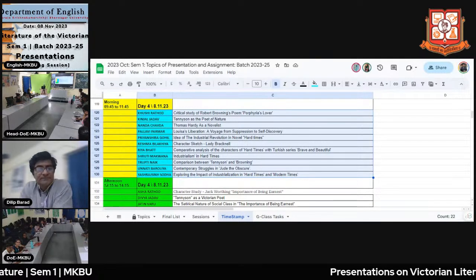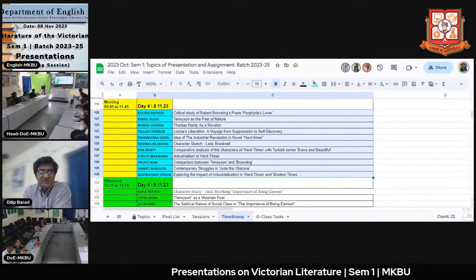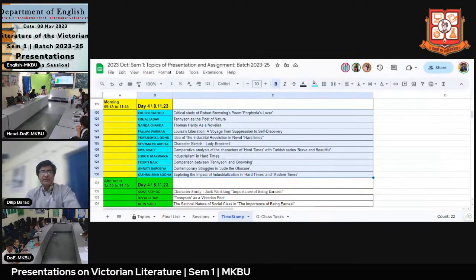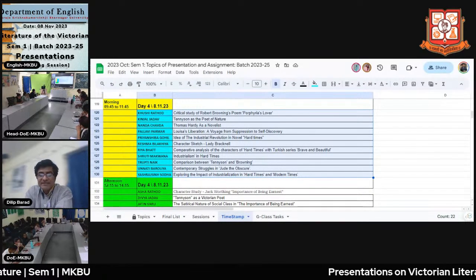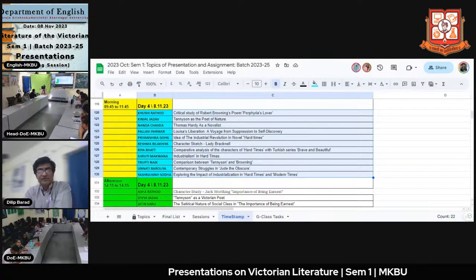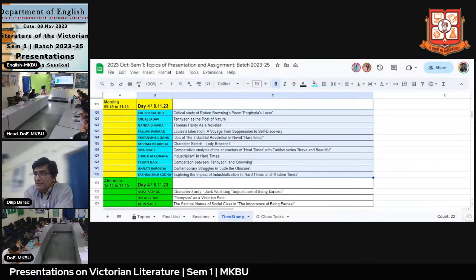Followed by Kinjal's presentation on Tennyson as the poet of nature. Nanda will make it on Thomas Hardy as a novelist. 'A' shall be small, not a keyword. It is just a connecting word, so don't keep it capital.